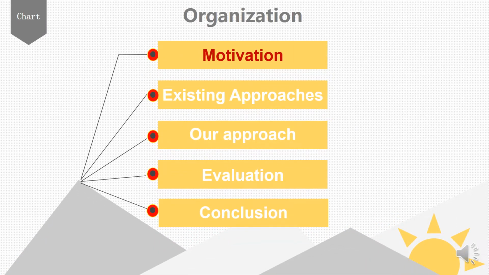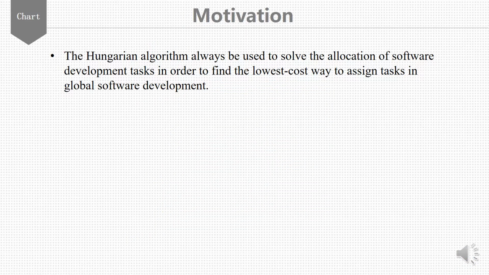First of all, let's talk about the motivation of our work. The allocation of software development tasks is a critical management activity in distributed development projects. One of the most important problems is to find the lowest cost way to assign tasks in global software development, which can be solved by the Hungarian algorithm.